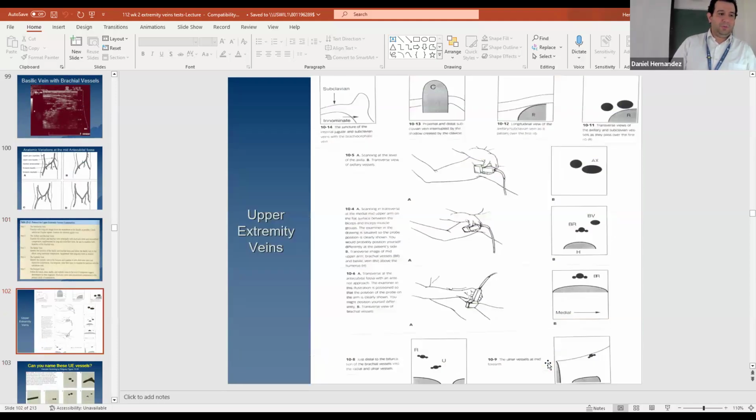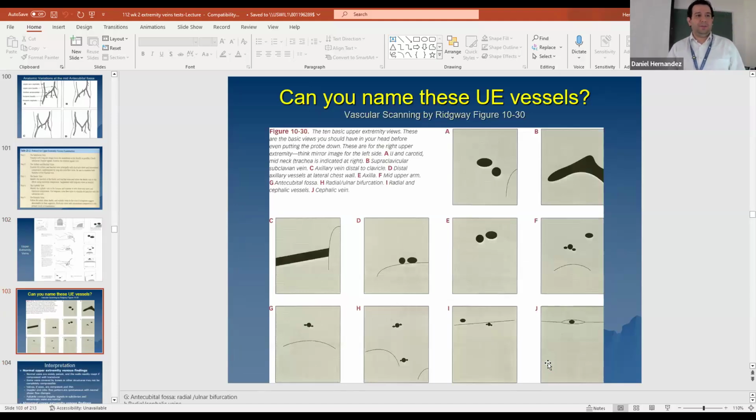We're just showing some more diagrams for upper extremity vessels, and what they look like on ultrasound and related to some of their tissues.